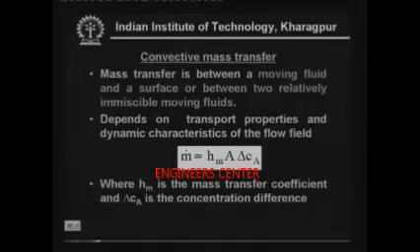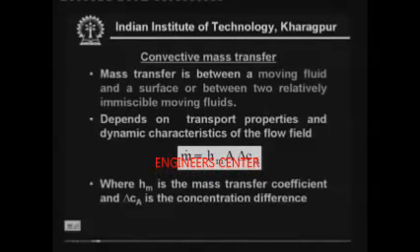And similar to Newton's law of cooling for convection, we can also write convective mass transfer as m dot is equal to h_m A into delta C_A, where h_m is the mass transfer coefficient, A is the mass transfer area, and delta C_A is the concentration difference.